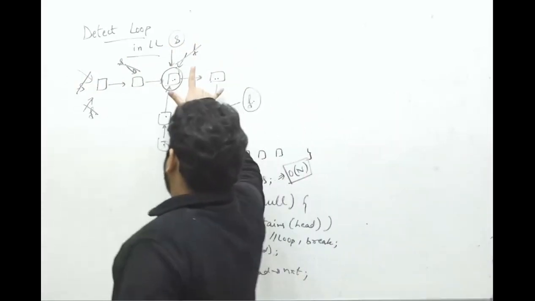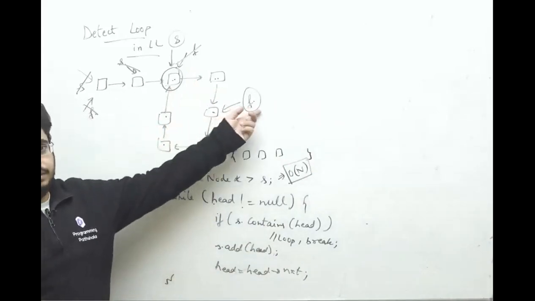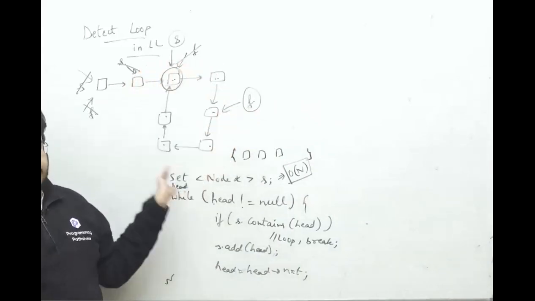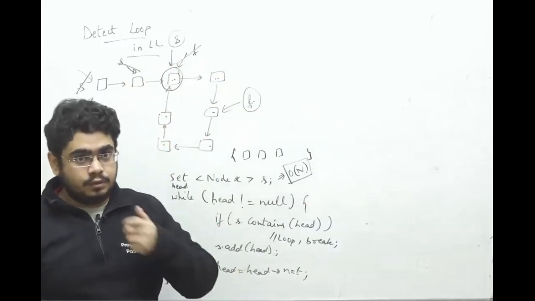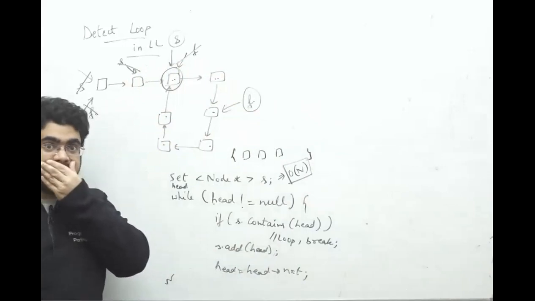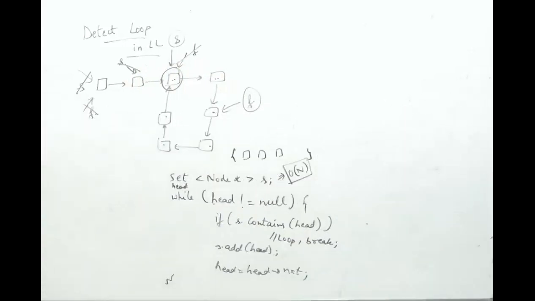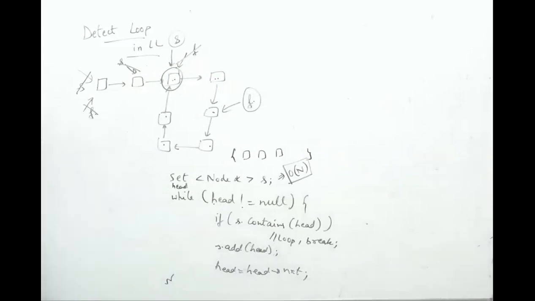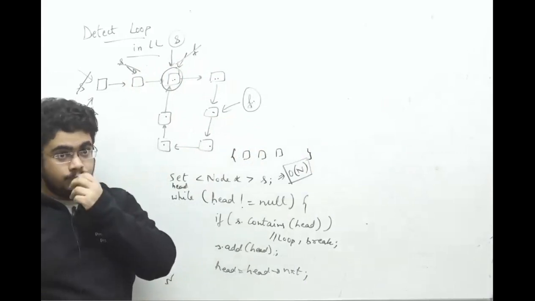So can I say now they'll never leave the loop? If I keep continuing, moving fast, moving slow, moving fast, moving slow, they'll just stay in this loop. They cannot ever go out if it has a loop. Yes or no? Everyone? Okay. But how are we sure they will meet? Yes, I'll talk about that next. But can I say that they'll stay in the loop first of all?